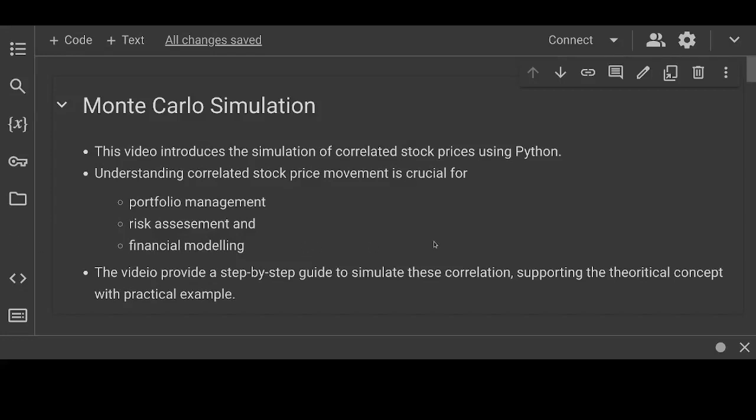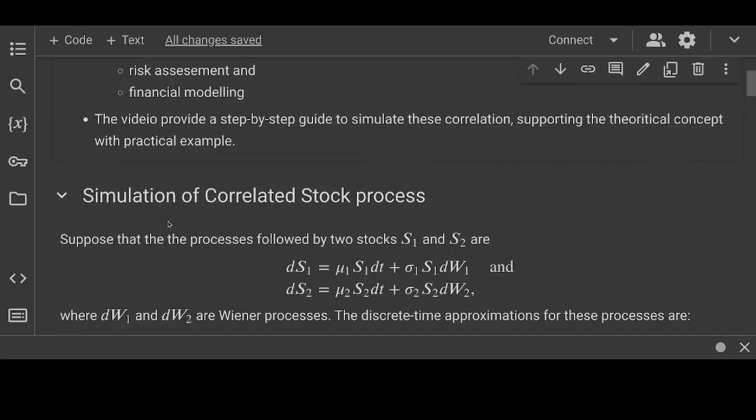In this video, we will demonstrate the application of Monte Carlo simulation for the simulation of correlated stock prices using Python. In the previous video, we explained the theories related to this process. So remember that the simulation of correlated stock prices was given by S1 equal to this formula, and S2 is also given by this formula, where mu1 and mu2 correspond to the expected returns, and sigma 1 and sigma 2 are the volatilities.